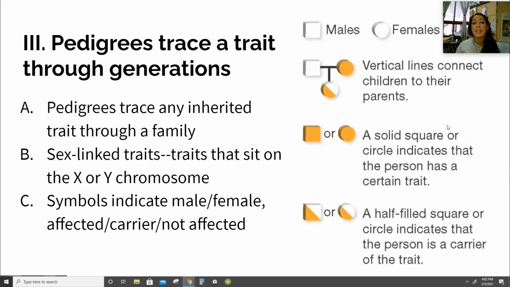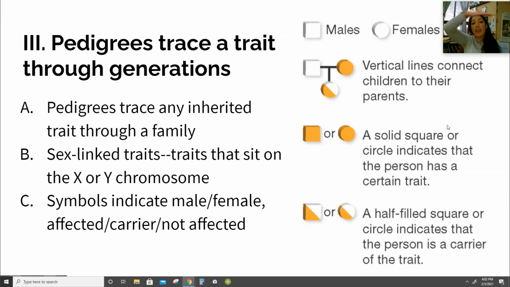Those symbols can indicate whether a person is male or female, genetically speaking, as well as if they are affected by that trait, unaffected by that trait, or carry the trait. This chart here on this slide shows all of those things. Squares are males, circles are females. This is universal. Every pedigree that has squares and circles, the square means male, circle means female.